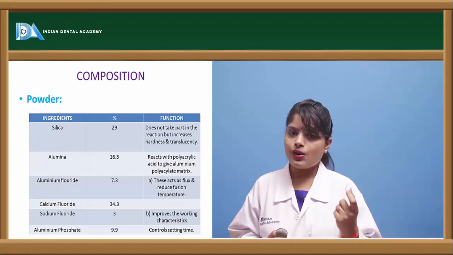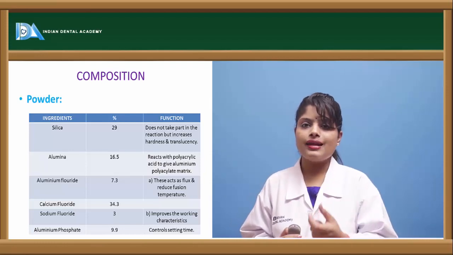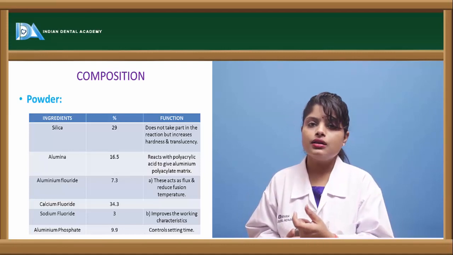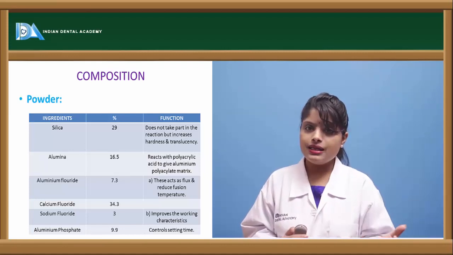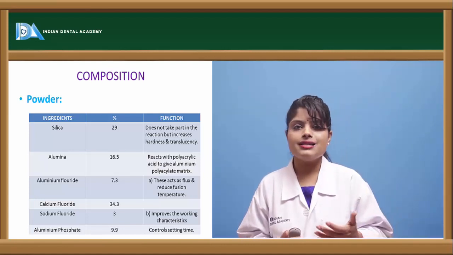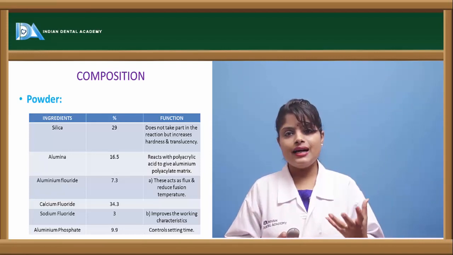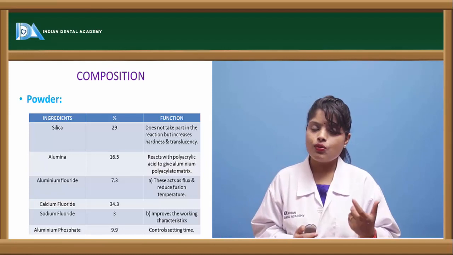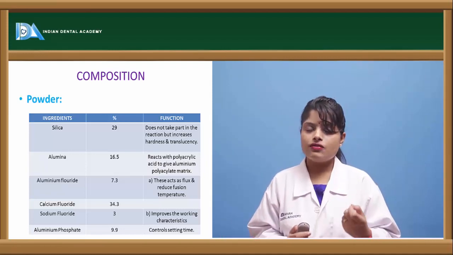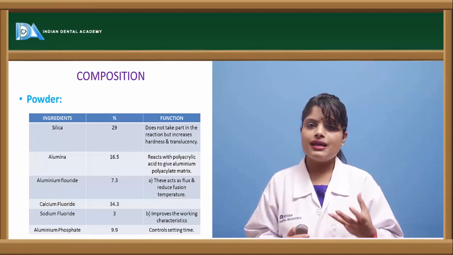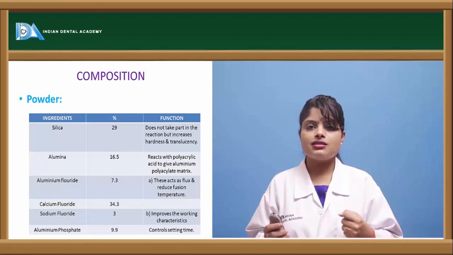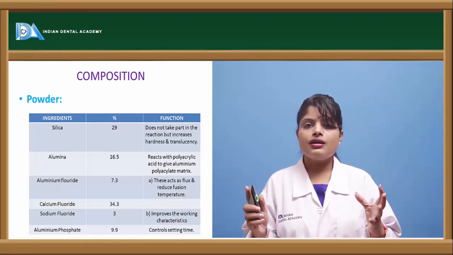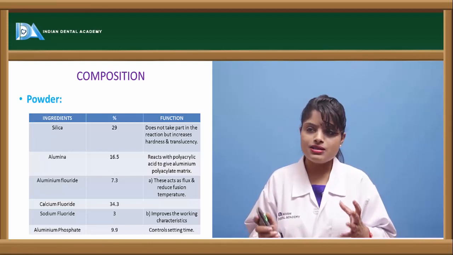There are two bottles, one dispensing the powder and another dispensing the liquid. Now let us see what the powder of the glass ionomer contains. It basically contains glass particles. So the composition is, first, silica, which is the filler of the glass ionomer cement. It helps in strengthening the cement and gives bulk to it.